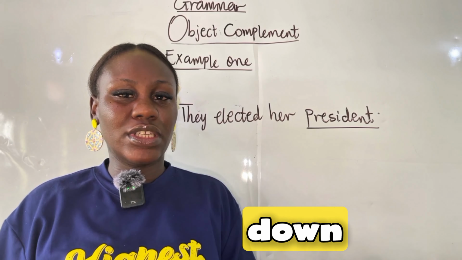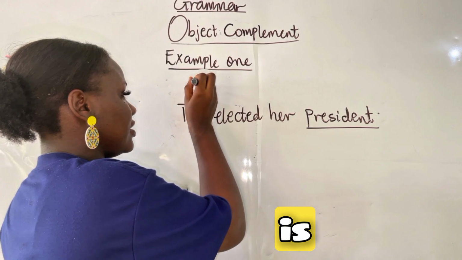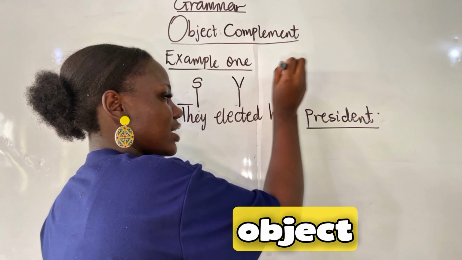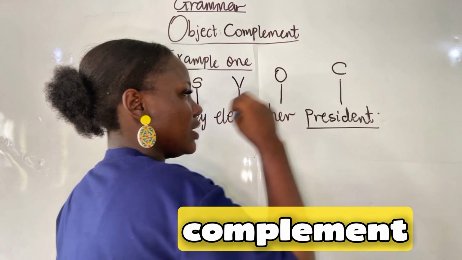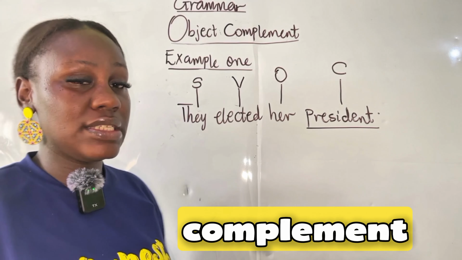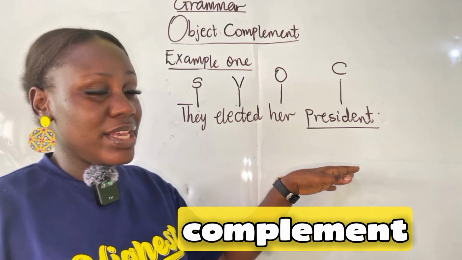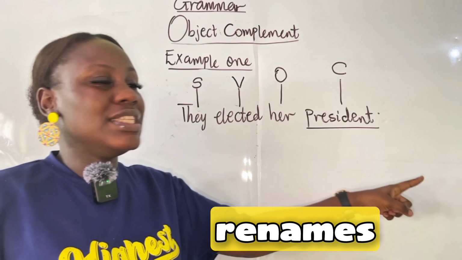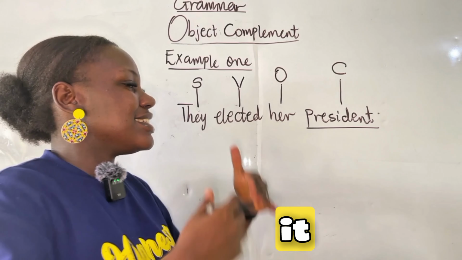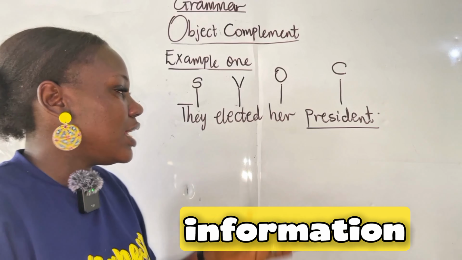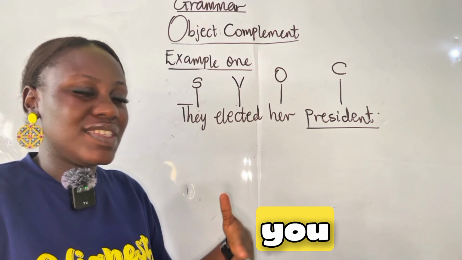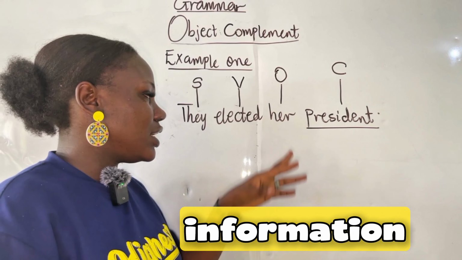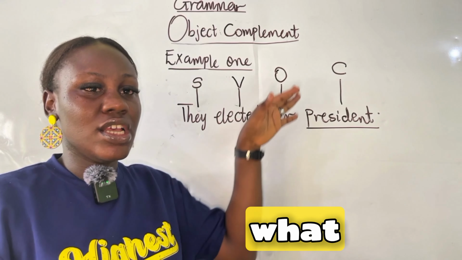So let's break this down in sentence structure. They is the subject, elected is the verb, her is the object, president is the complement. Let's remind us what object complement is. This is when the complement comes immediately after the object. It also renames the object. It even gives more information about the object. If you say they elected her president, president there gives more information about her. And her is what? The object.